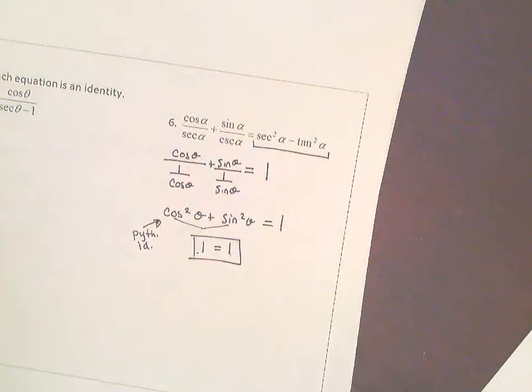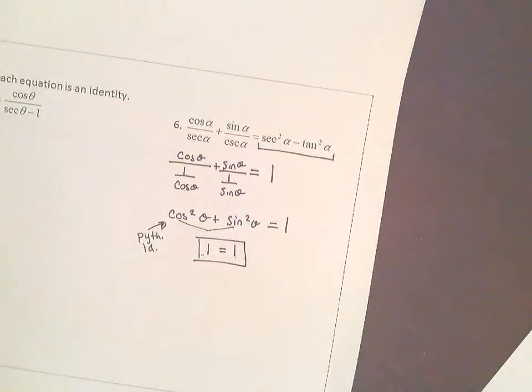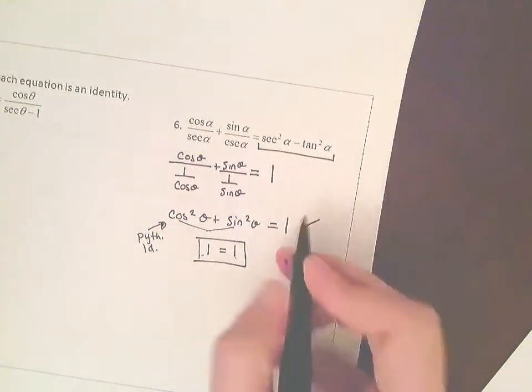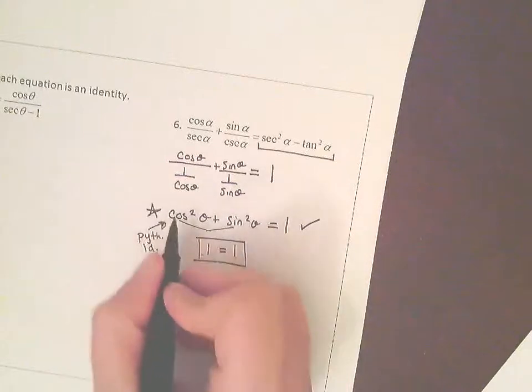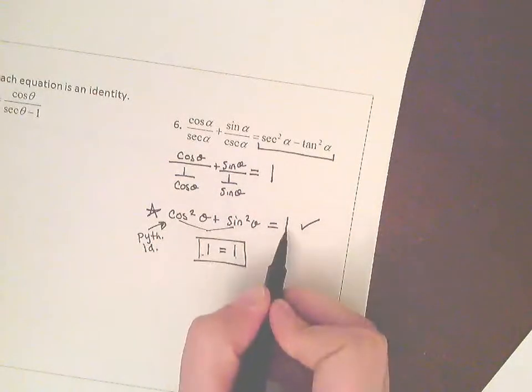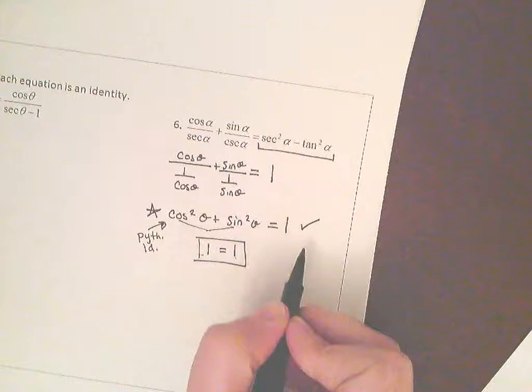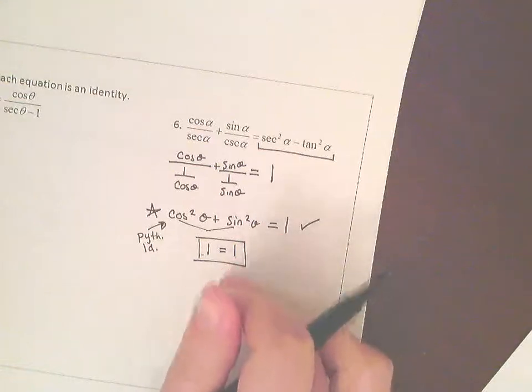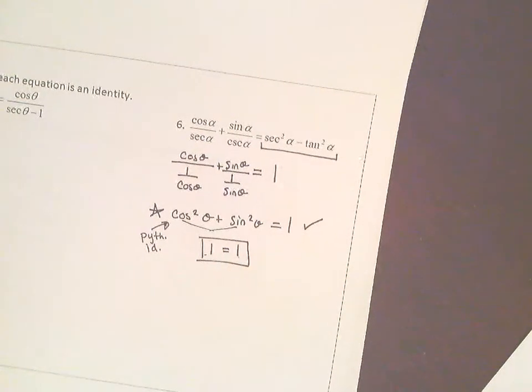Alright? Now, I could have stopped here. Okay? Just keep in mind, I could have stopped here because this is an identity. It's the Pythagorean identity. I could have stopped here. I didn't have to go all the way down to 1 equals 1.